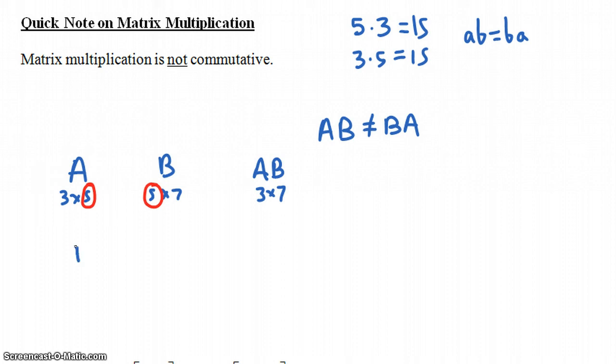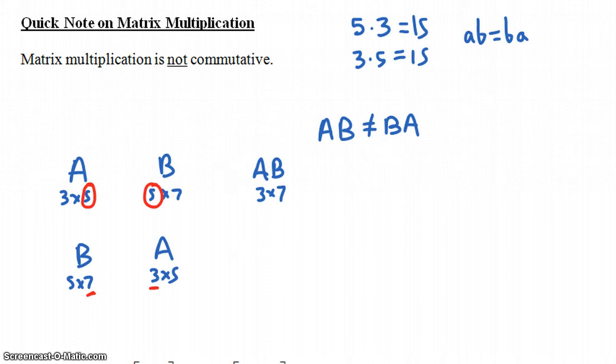On the other hand, if we were to try to do B times A, now remember B is 5 by 7 and A is 3 by 5, well, these two numbers, 7 and 3, are not the same. So B times A is not defined. So of course AB is not equal to BA because one of them we can do. It's possible to multiply A times B, but not B times A.